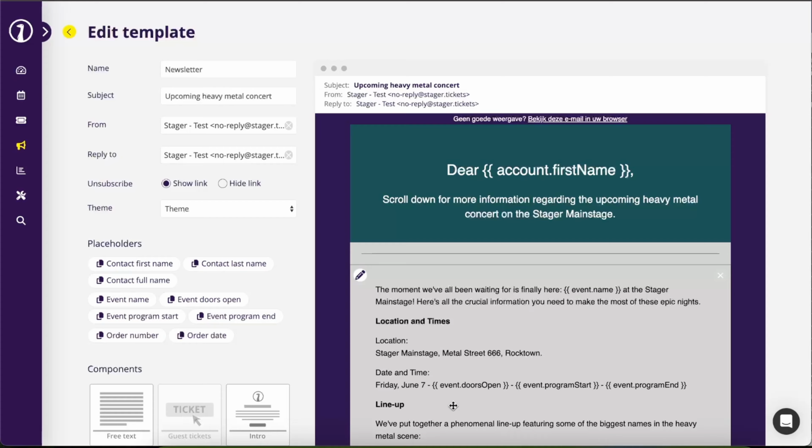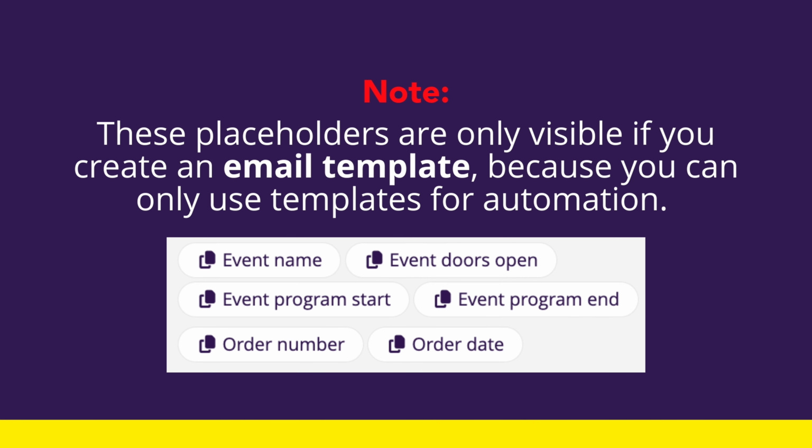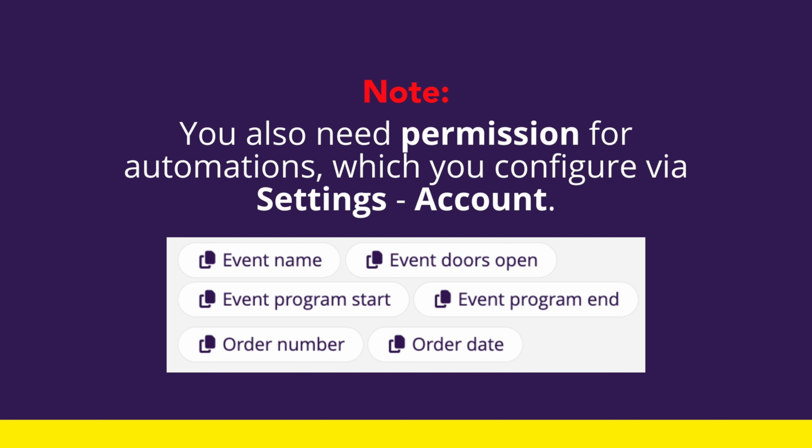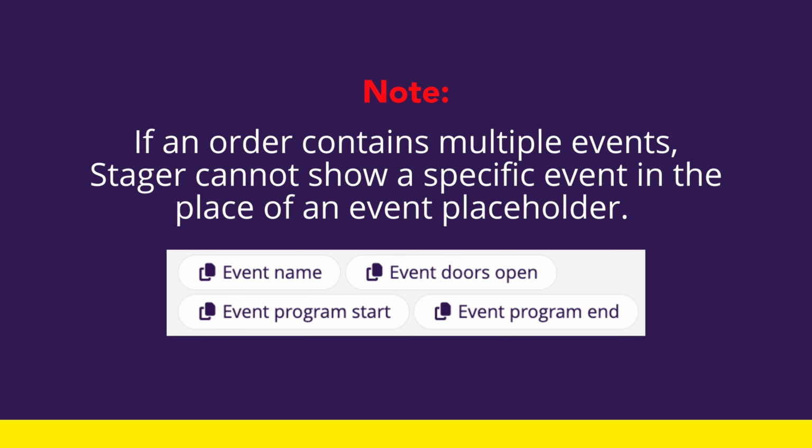Order and event placeholders are only visible if you create an email template, because you can only use templates for automation. You also need automation permission to see the order and event placeholders. You configure this via Settings, Account. If an order contains multiple events, Stager cannot show a specific event in the place of an event placeholder. In this case, the placeholders are not filled in.